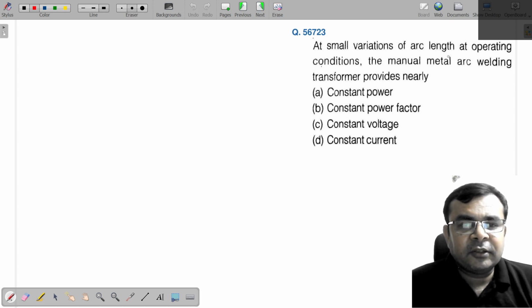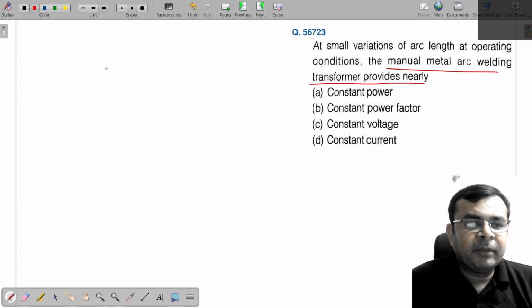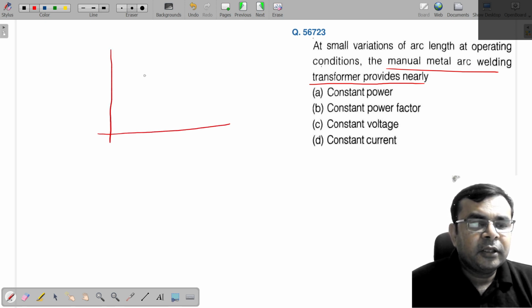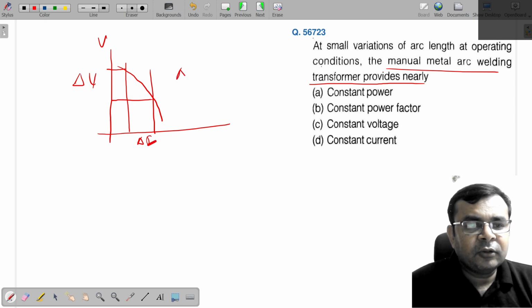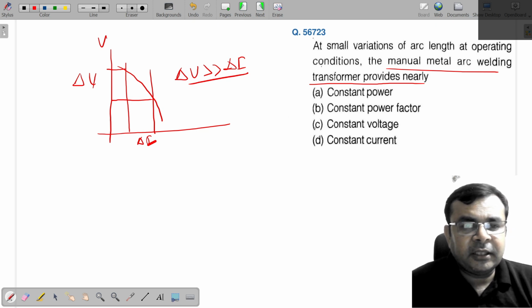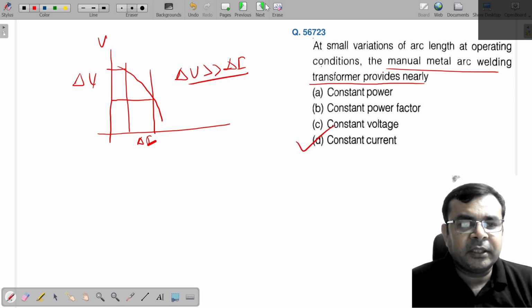At a small variation of arc length at operating condition, the manual metal arc welding transformer provides nearly what? You can see in the manual welding process we use a drooping characteristic like this, and if I select 2 points on the drooping characteristic, you can see this is the change in voltage and this is the change in current. Change in voltage is very, very high as compared to change in current. So this is a constant current characteristic machine. So option D is the right answer.